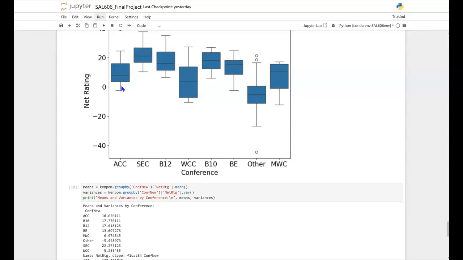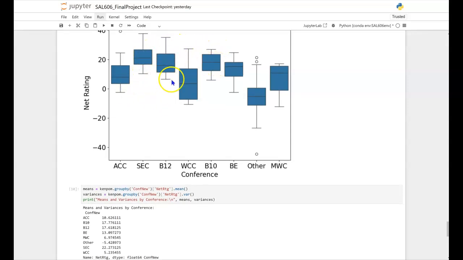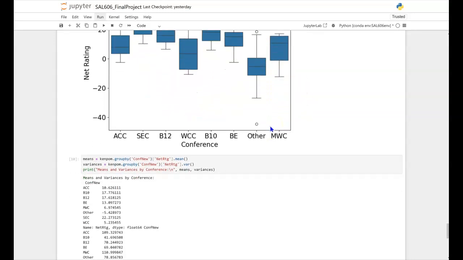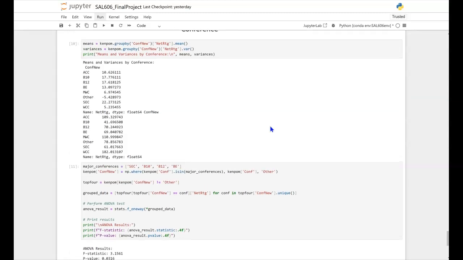And then Big 10, Big 12, and SEC seemed a little bit more compact, and Big East too, which suggests that those conference tournaments might be given priority in terms of watching for more competitive basketball because these teams are closely grouped in terms of net rating, whereas we might see more blowouts in the ACC, Western Conference, Mountain West, etc.